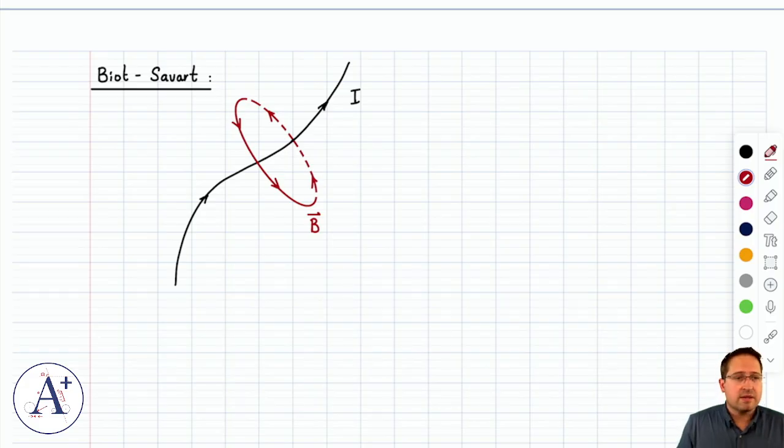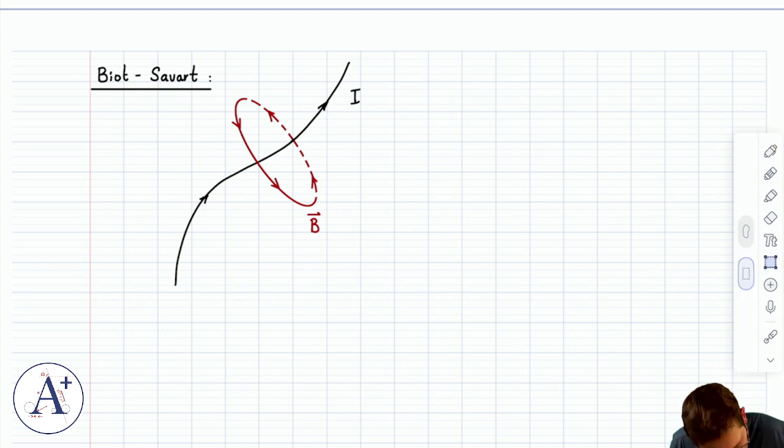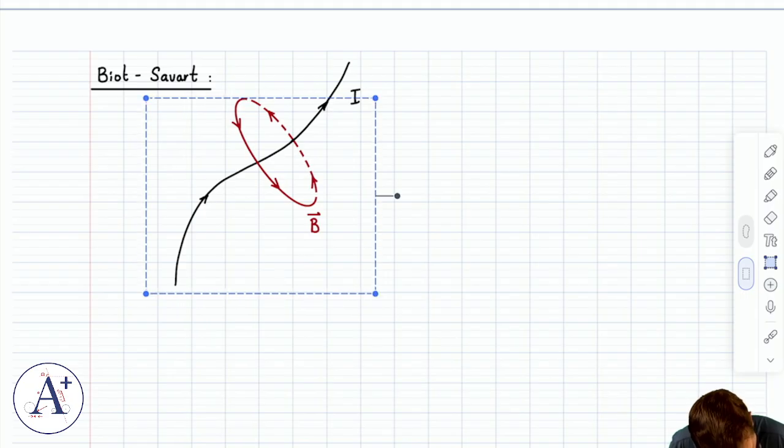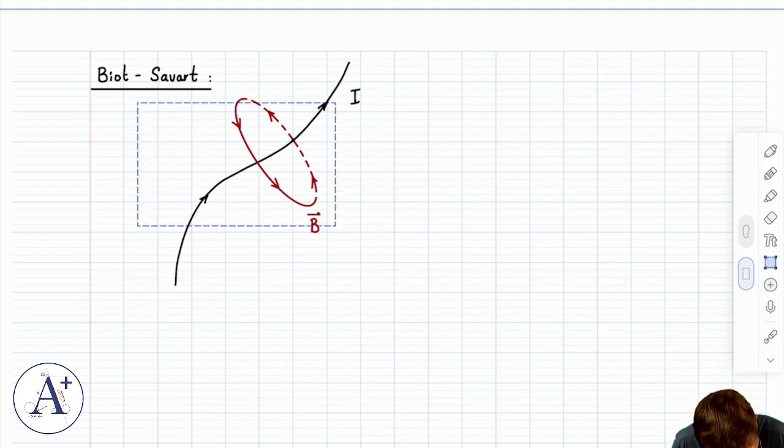All right. Now, what Biot-Savart does is it slices and dices this thing. So it takes a little piece of current. It's going to take a piece and make a copy of this.